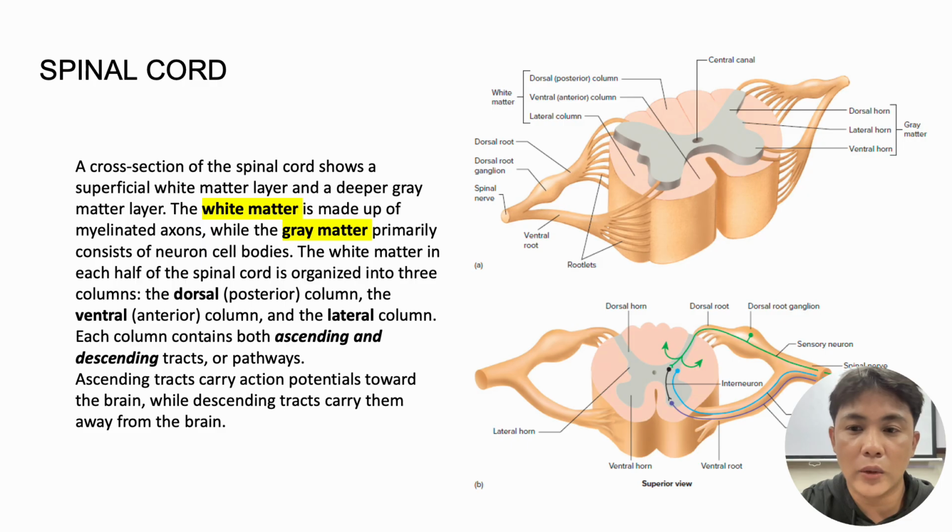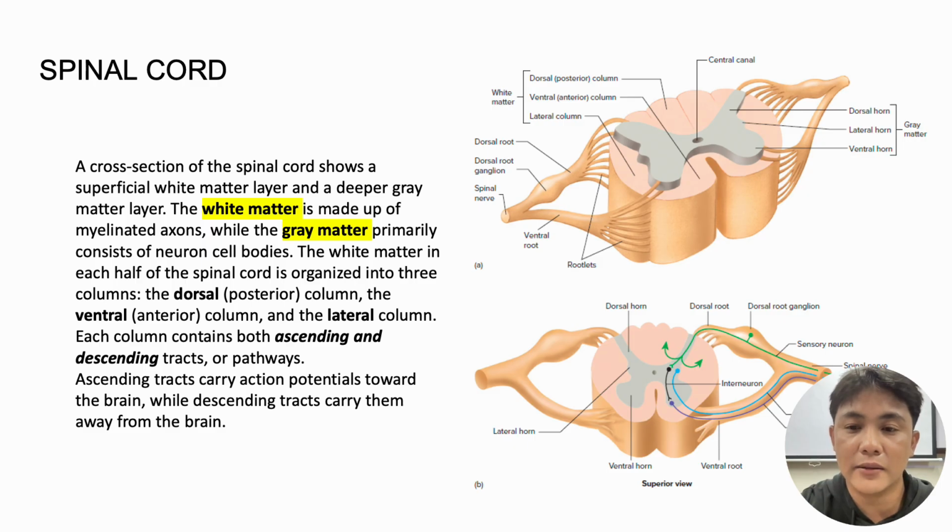Now, focusing on the white matter, it is organized into three major columns or regions: the dorsal or posterior column, the ventral or anterior column, and the lateral column. Each of these columns contains pathways called tracts. These tracts are classified into two types: the ascending tract and the descending tract.